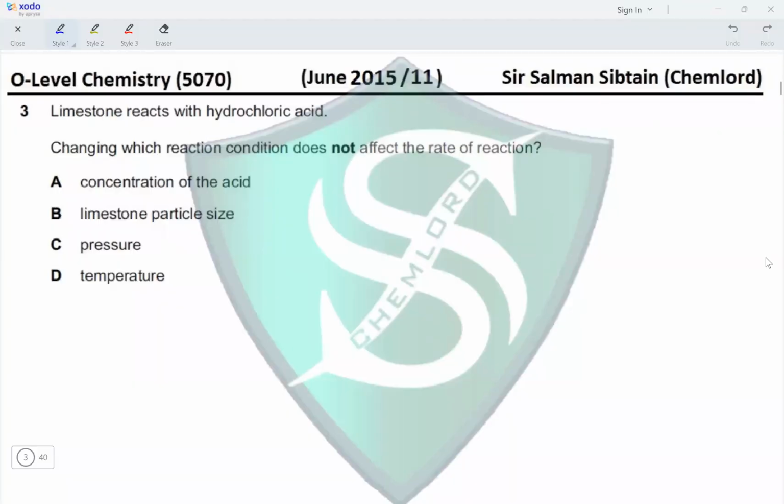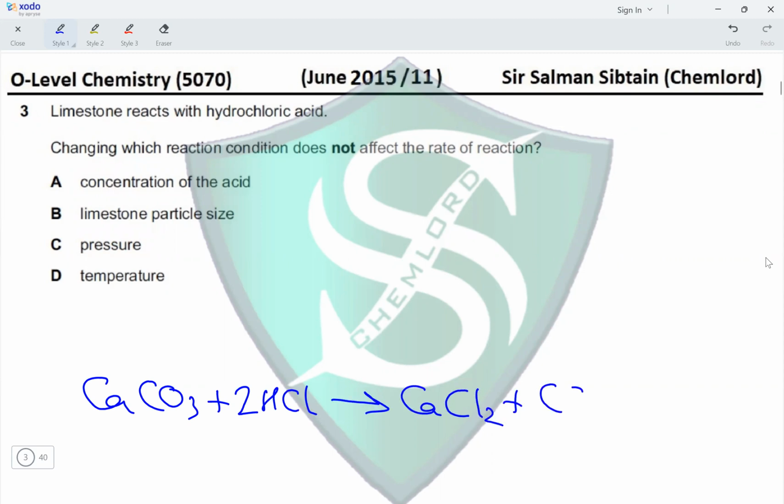Question 3. Limestone reacts with hydrochloric acid. So the reaction would be CaCO3 plus 2HCl producing CaCl2 plus CO2 plus H2O. This would be the reaction taking place. Changing which reaction condition does not affect the rate of reaction?